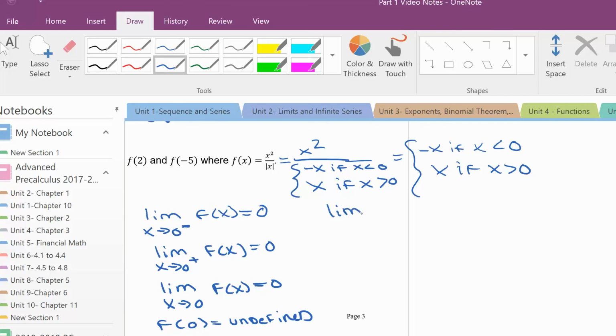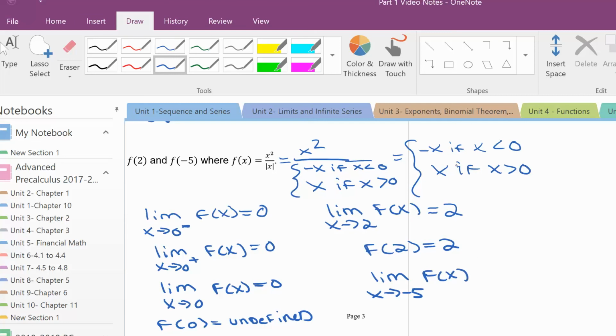Now, the limit as x approaches 2 of the function, well, 2 is not a changing point, so therefore you can put it in directly. You don't have to find left or right, so you put it in the bottom, so you get 2. And then f of 2 is also 2. The limit as x approaches negative 5 of the function, well, that is less than 0, so the opposite of negative 5 is 5. And f of negative 5 is also 5.